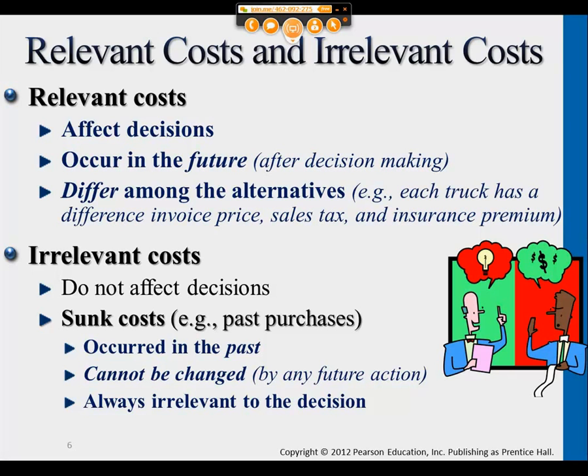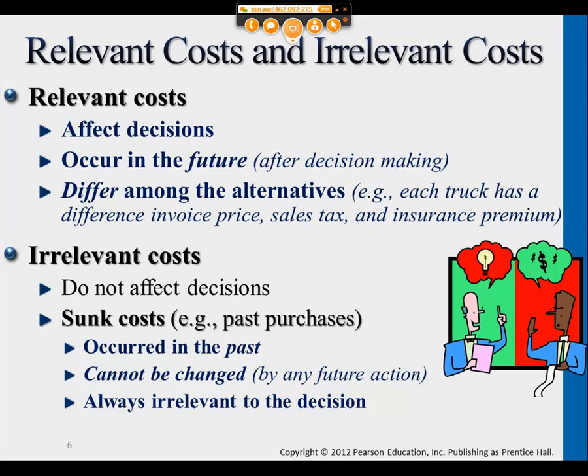So we need to really make it clear which costs are going to be relevant and which are not. They will affect our decision, as we just figured out, and they are also going to occur in the future, right? After we make the decision, some costs are going to occur in the future. Before we make a decision, we're not going to know for sure what costs are going to be. We can only estimate, right? We can probably predict.